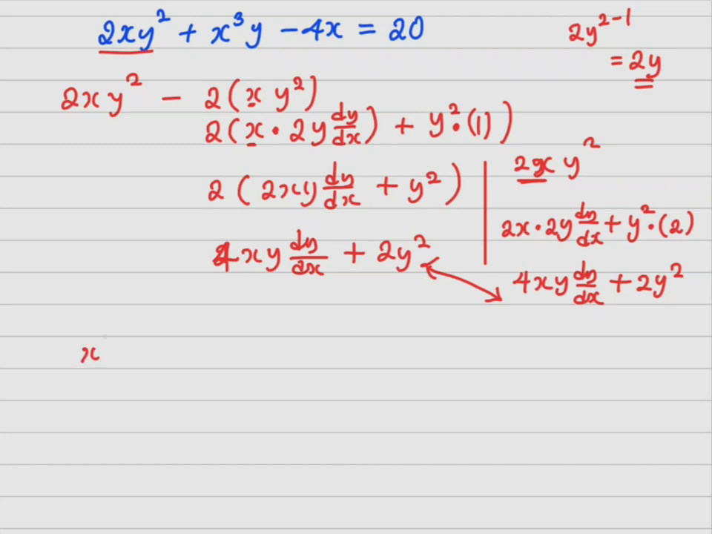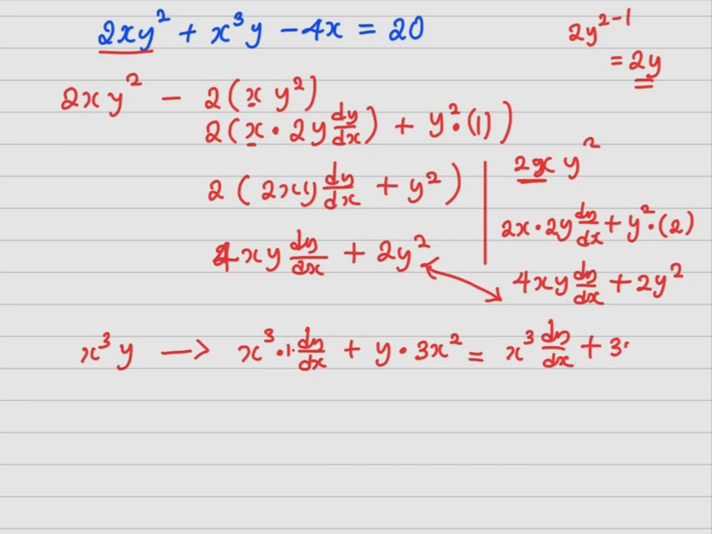The next term is x cubed y. Now to differentiate this, I'm going to keep my x cubed, then I'll differentiate my y, which is going to be dy by dx. Some people will ask why I am just putting dy by dx. It's actually supposed to be 1 times dy by dx. Then plus, I'm going to keep my y, then differentiate my x cubed, which gives me 3x squared. So putting them together, I'm going to have x cubed dy by dx, then plus 3yx squared. So I'm done with the second.